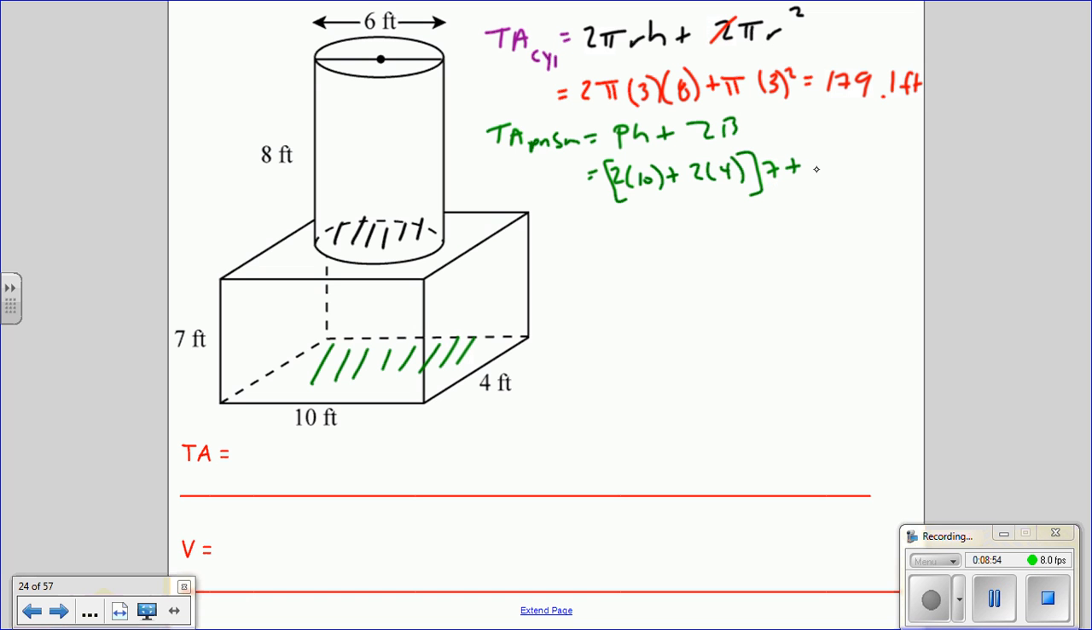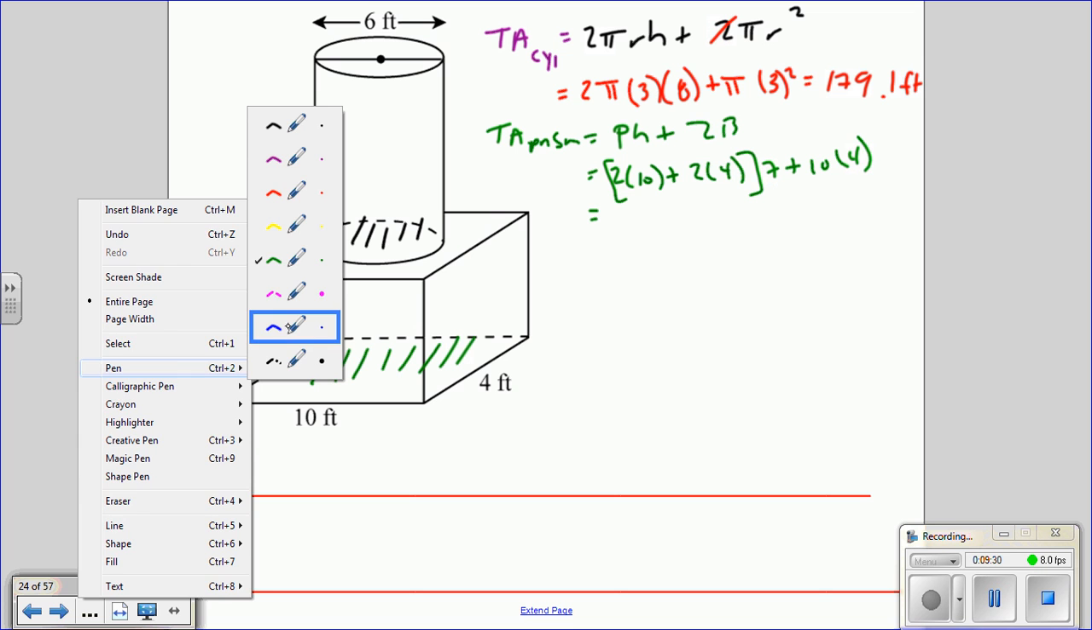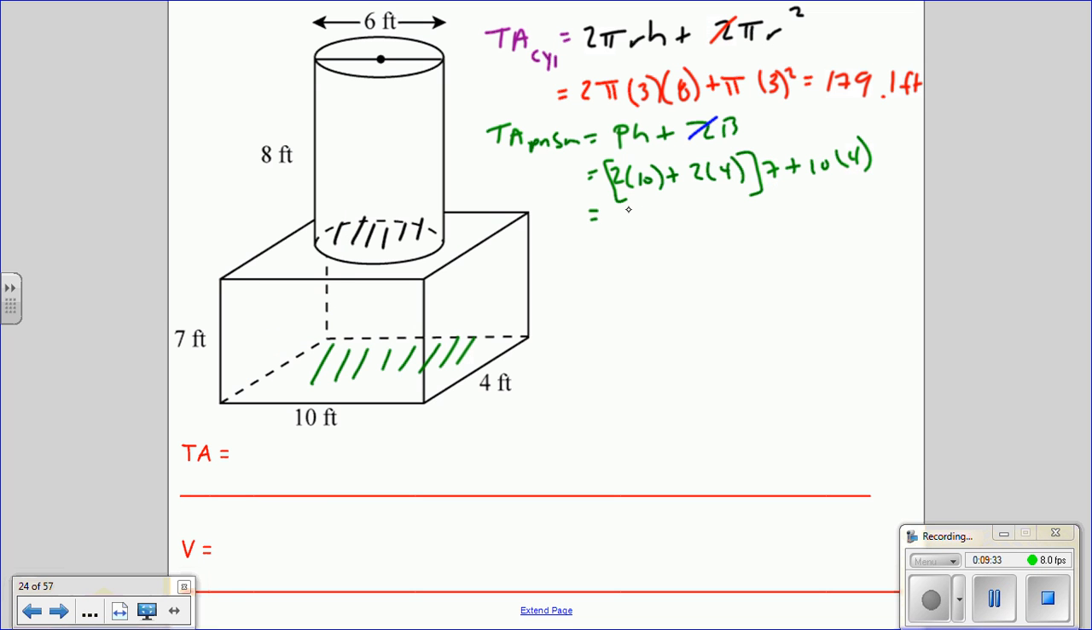So 1 base would give us 10 times 4. And if we put that in the calculator, the perimeter, 2 times 10 is 20, plus 2 times 4 is 8. So the perimeter is 28. So it's 28 times 7 plus 4 times 10, or 40. So you should get 236. And again, this is for 1 base of your prism. And I got 236 feet.